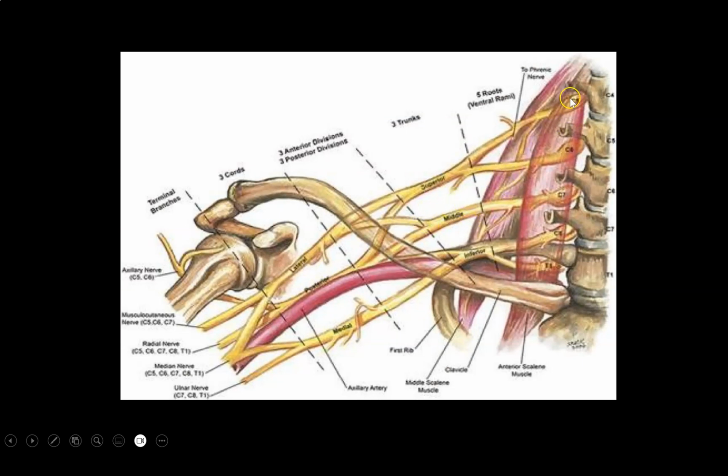The other view, five roots: C5 and C6 forming the upper trunk, C7 the middle trunk, C8 and T1 the lower trunk, and each trunk dividing into anterior and posterior divisions, with the posterior divisions forming the posterior cord. The lateral cord is formed by the junction of the upper and middle trunk, and the medial cord is the continuation of the lower trunk.